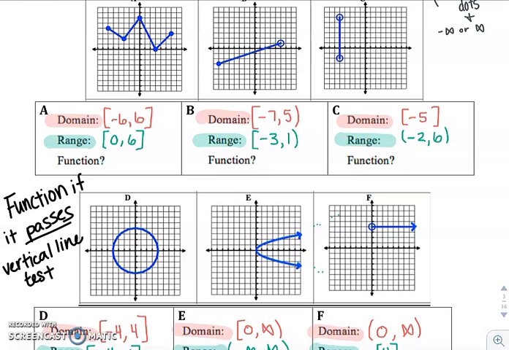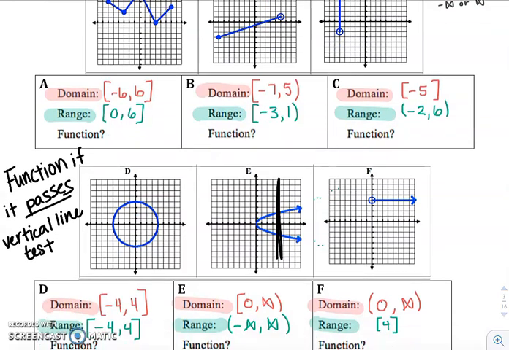So we sort of have a test for this, and it's called the vertical line test. If you can draw a vertical line and it passes the vertical line test, it's a function. So like for letter E, I'm going to do this one first because it's one that doesn't pass. This one doesn't pass the vertical line test because you can draw a vertical line and that single line that you drew touches your function more than once.